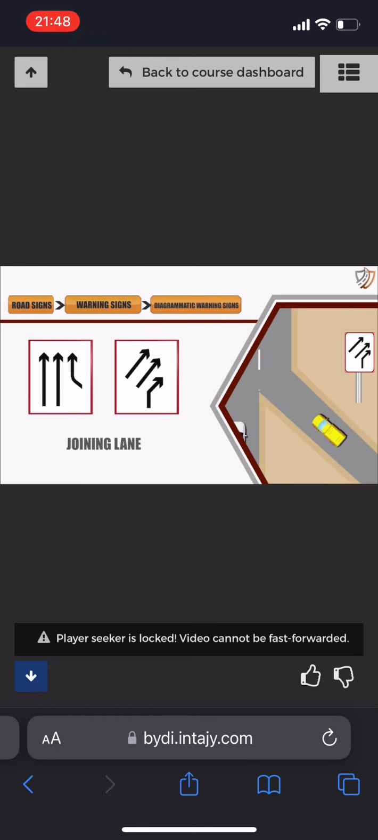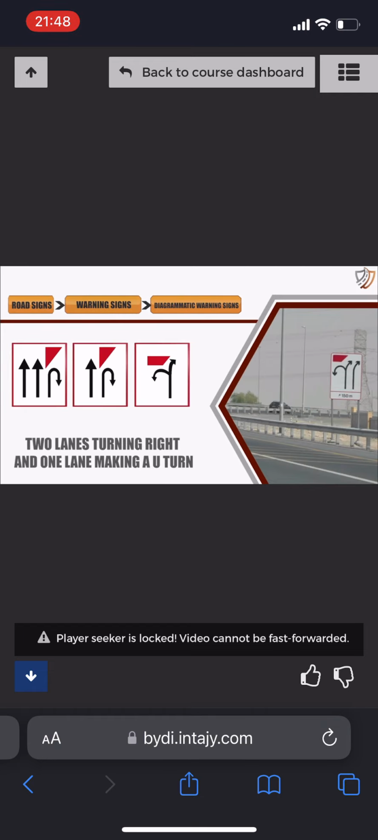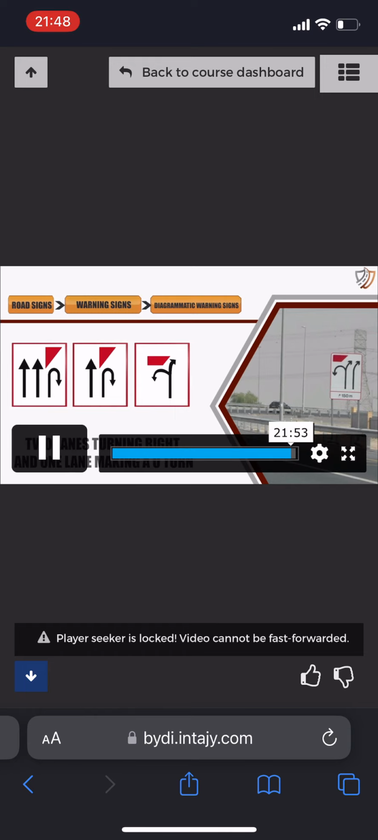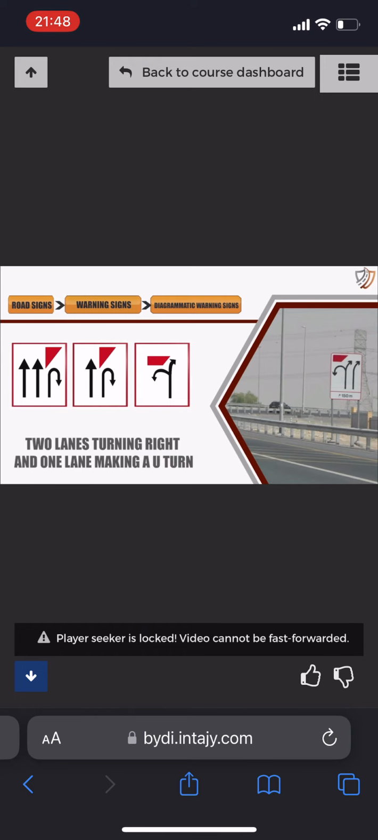Joining lane. Both these signs warn the motorists that a lane is joining ahead. It can be from right or left as shown on the sign. Sharp curve lanes ahead. These diagrammatic warning signs warn the motorists on major roads about the sharp curve lanes ahead. Motorists are advised to use the designated lane to complete the turn in a safe and controlled manner.